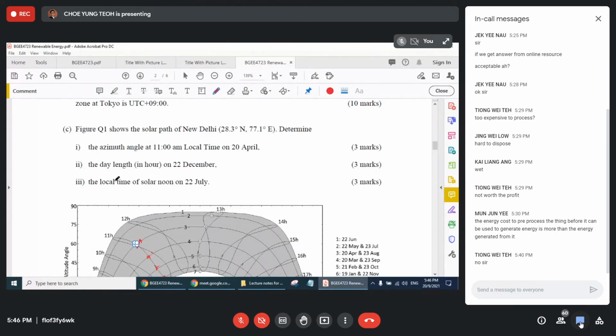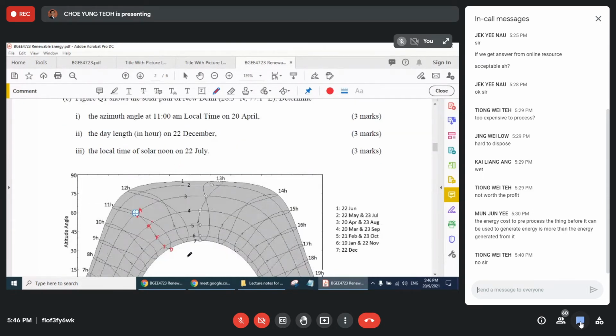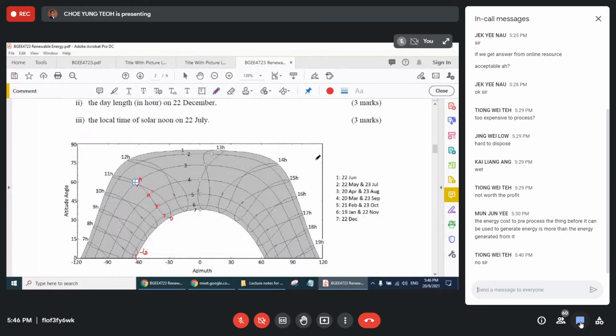Secondly, the day length in hour on 22nd of December. 22nd of December and day length. So you start from sunrise to sunset for line 7.